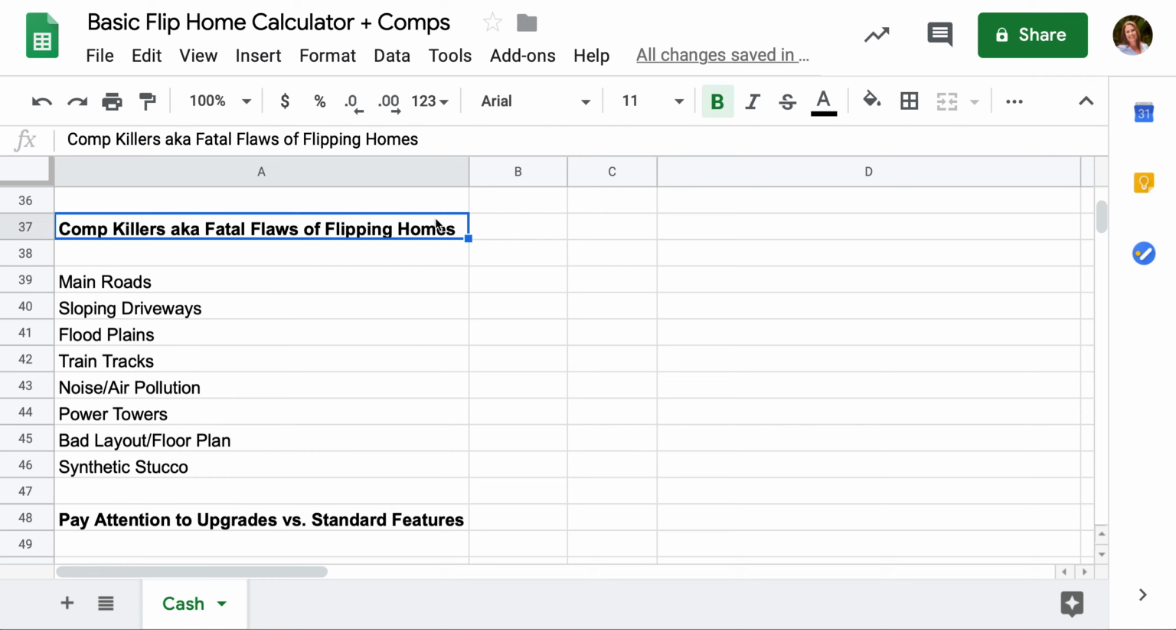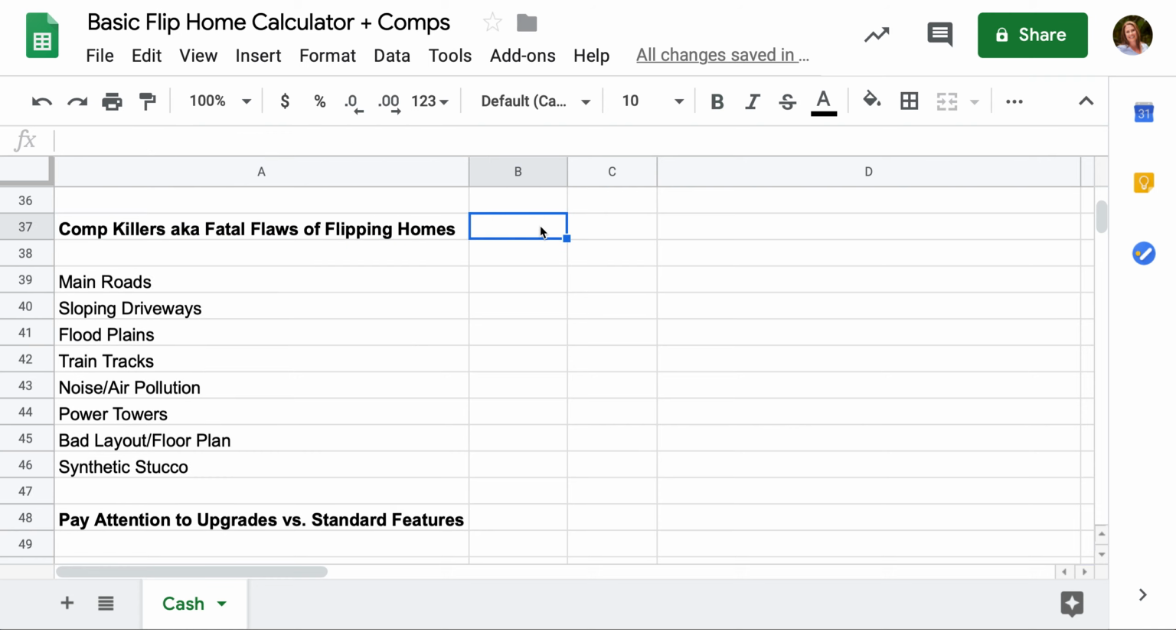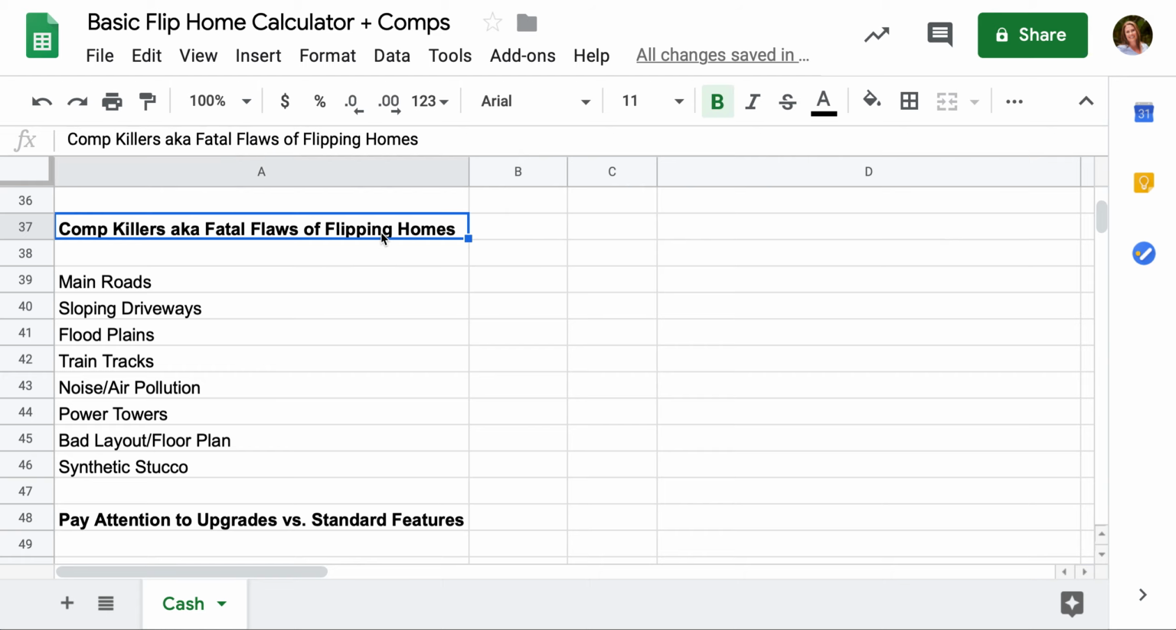This one right here, comp killers or fatal flaws of flipping homes. These are things like main roads, sloping driveways, floodplains, train tracks. Watch out for these things. I see a lot of novice flippers get super excited about this great deal they just got on a property, and I'll pull it up on Google Images or Google Maps or whatever, and I'm like, oh, fantastic, congratulations on the main road discount, congratulations on the floodplain discount. So just make sure when you're acquiring homes or looking at them, you're paying attention and looking for what I call the fatal flaws of flipping.